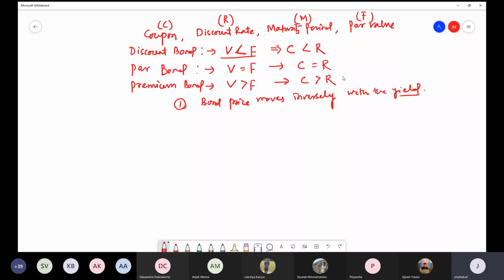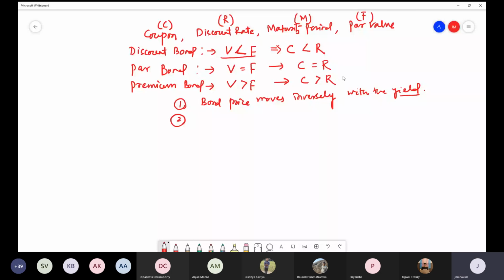Another thing we can observe is that the discount rate or the yield comes in the denominator. So whenever we are calculating the price, if your coupon remains constant, then we can always observe an inverse relationship between the bond price and the yield or discount rate.